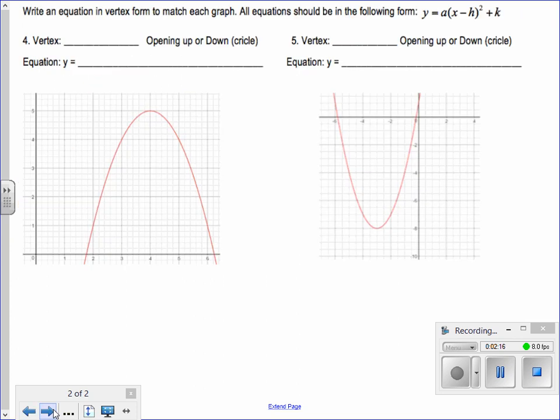Let's look at number 4 and 5 on the back. This is where you're given a graph, and now you have to write the equation of the parabola in vertex form. So to start for number 4, we need to find the vertex. That vertex appears to be at the point (4, 5).